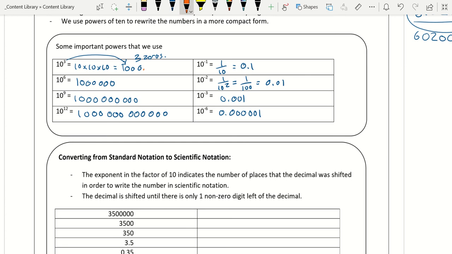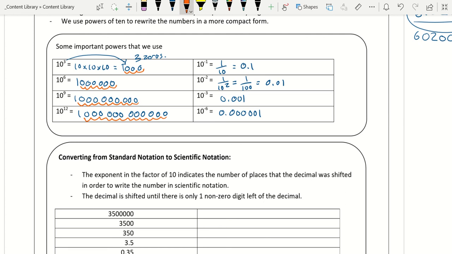So 10 to the 3. What I want you to notice is if we put a decimal here, and we have this 3 here, there's 1, 2, 3 decimal places. Here, there's 1, 2, 3, 4, 5, 6 decimal places. And here, there's 9 decimal places. And finally, 12 decimal places. And that's something we're going to be using later when we're moving back and forth from scientific notation to standard notation.